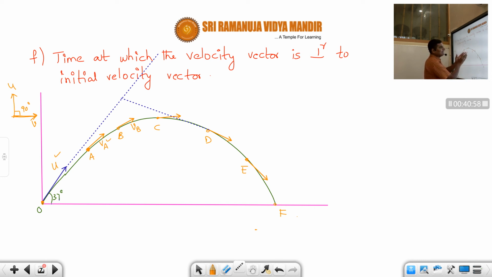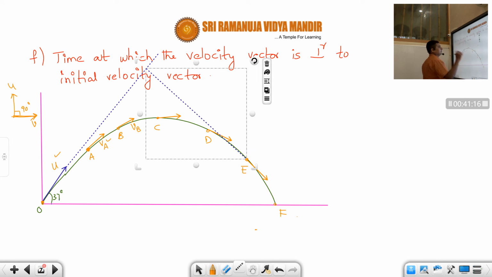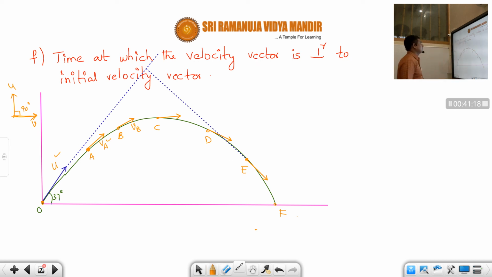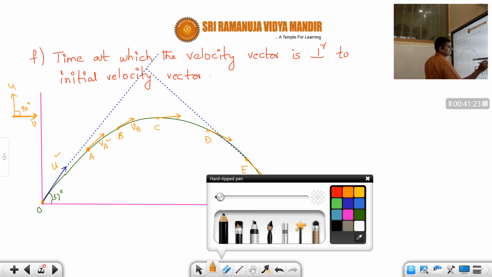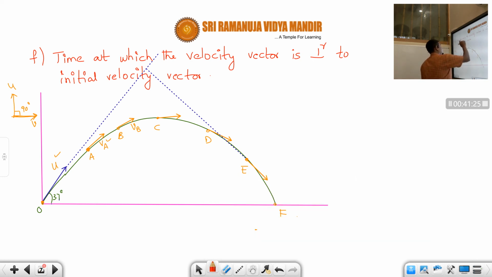Okay, students, I am not saying exactly at D, I am just giving an example. At D or at E, anywhere between C and F it can be possible. So at one point, if you draw a vector like this, it is not exactly like that, but otherwise you take at E. If you draw like this, then at this point, if you see carefully, these two are at 90 degrees.